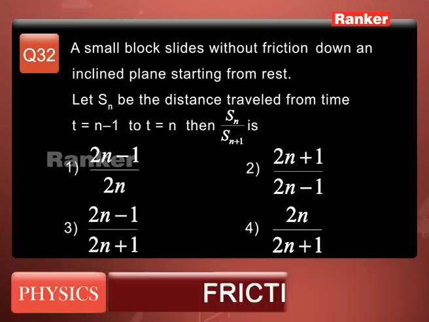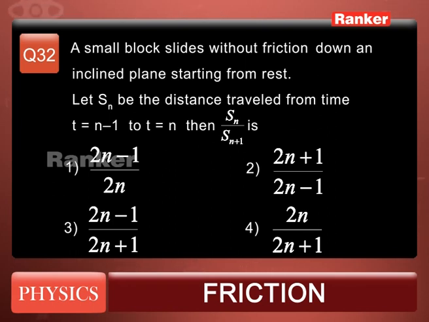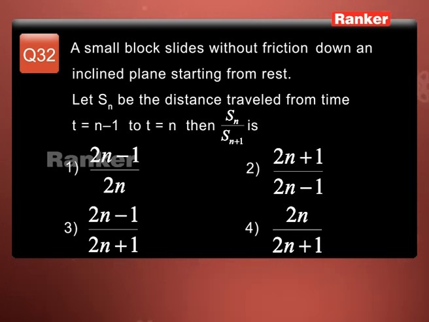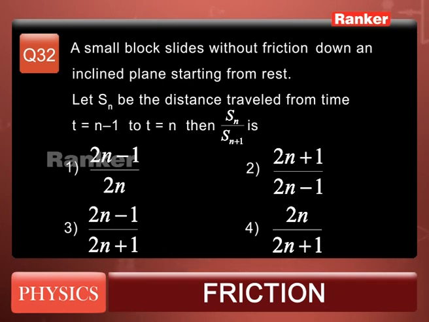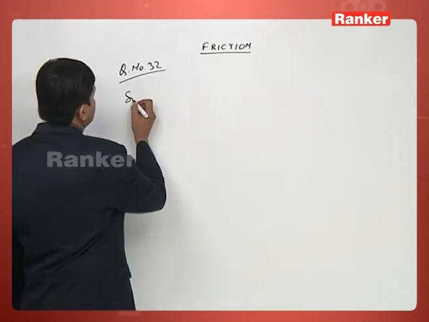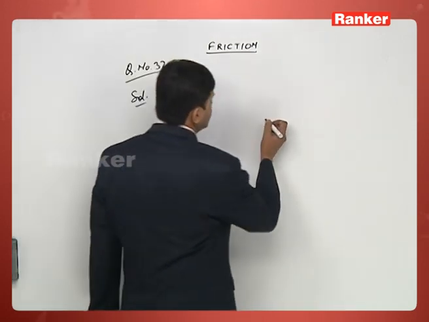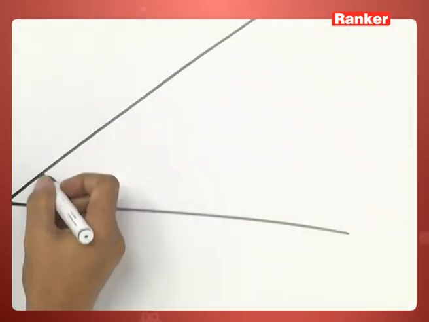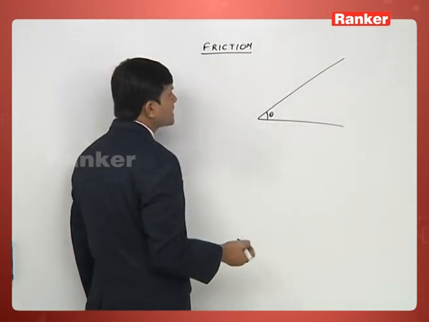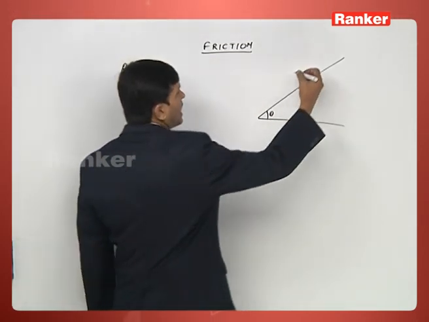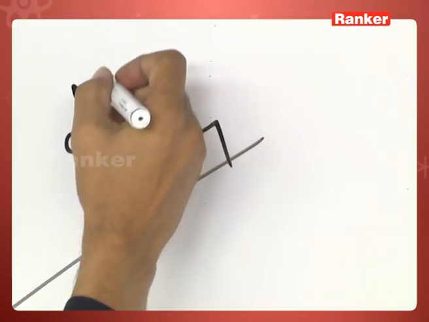The first option is 2n minus 1 by 2n. The second option is 2n plus 1 by 2n minus 1. The third option is 2n minus 1 by 2n plus 1. And the fourth option is 2n by 2n plus 1. Now see how to do this problem. In the question they are saying a particle is kept on an inclined plane starting from rest. Let the inclination of the plane be theta, and the particle starts from rest, u is 0.